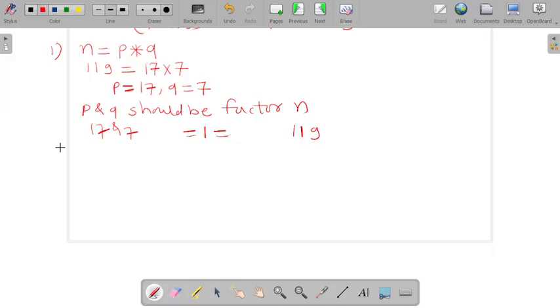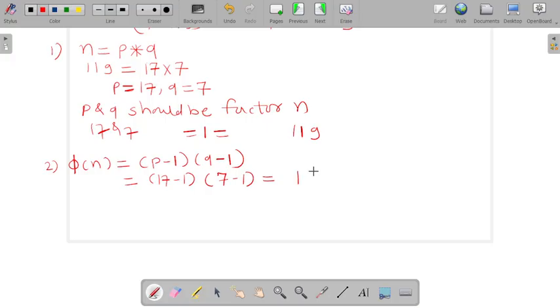Now the second step is we have to find the value of our phi of n. So phi of n is nothing but the multiplication of P minus 1 and Q minus 1. So P minus 1 is nothing but 17 minus 1, and here we can write 7 minus 1. So the value will be 16 into 6 is equal to 96. So we will get the value of phi of n is equal to 96.